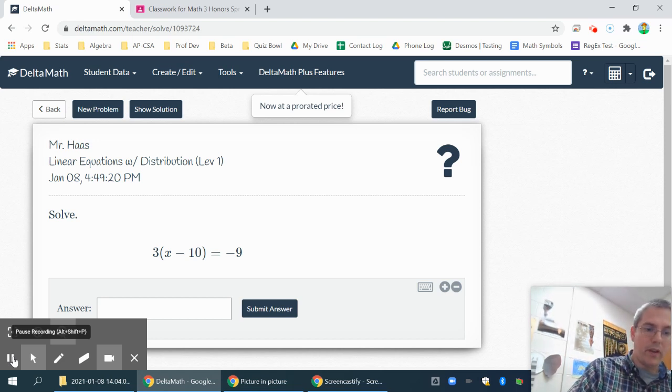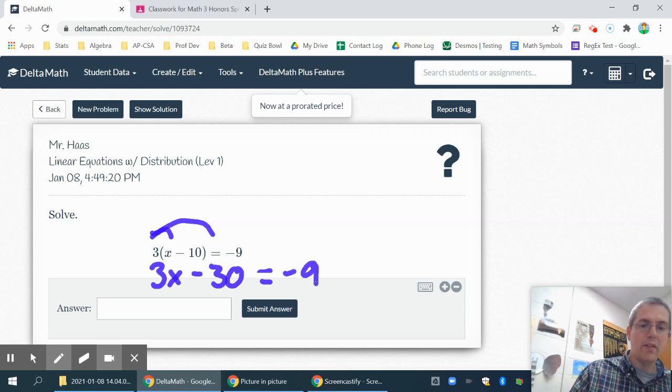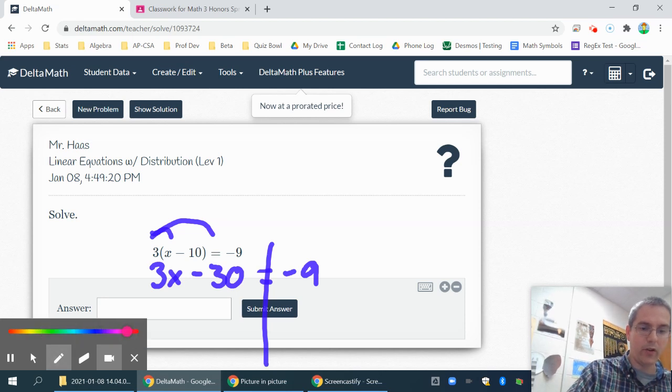So this one, for example, you would need to start by simplifying this left-hand side by multiplying that 3 through. So that's going to give you a 3x and a -30 would be equal to -9. Then what you would need to do is solve it like a two-step equation like we did the last one. So you're going to need to add 30 to both sides.